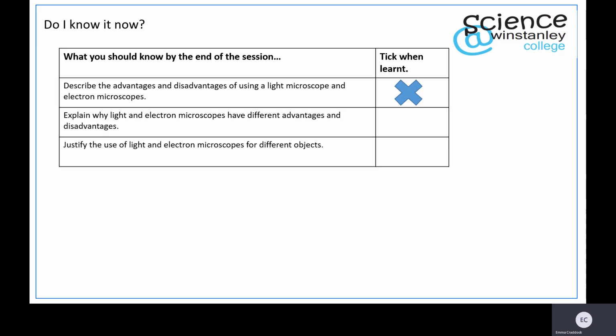So you should now be able to describe the advantages and disadvantages of using a light and electron microscope, explain why light and electron microscopes have different advantages and disadvantages, and you can now justify the use of light and electron microscopes for different objects.